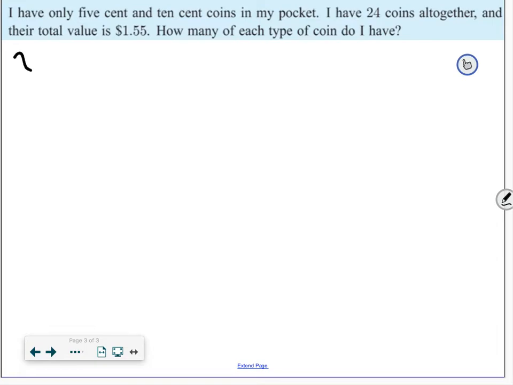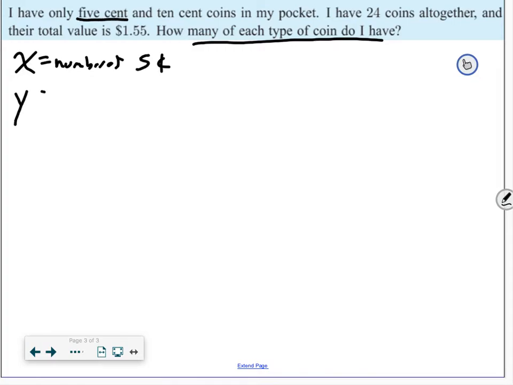So let's say x is equal to, how many of each type of coin? So this is the number of coins, what types of coins do I have? Number of 5-cent coins. y is going to be the number of 10-cent coins. So, first piece of information, I have 24 coins altogether. So I know that x plus y equals 24.